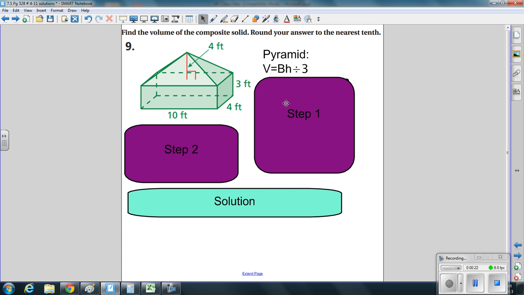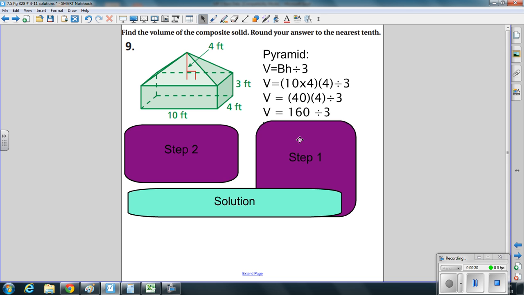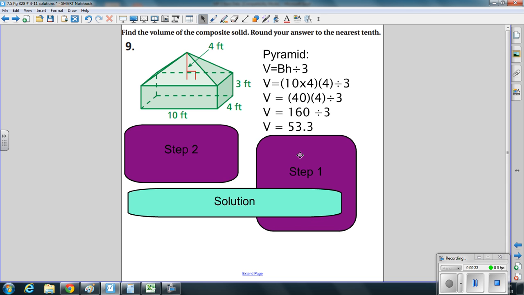To find the volume of the pyramid, we take the area of the base, so that would be 10 times 3, times the height of 4, and then divide by 3, and we get a grand total, if you help me with your calculators, of 53.3. That's just the volume of the pyramid on top.